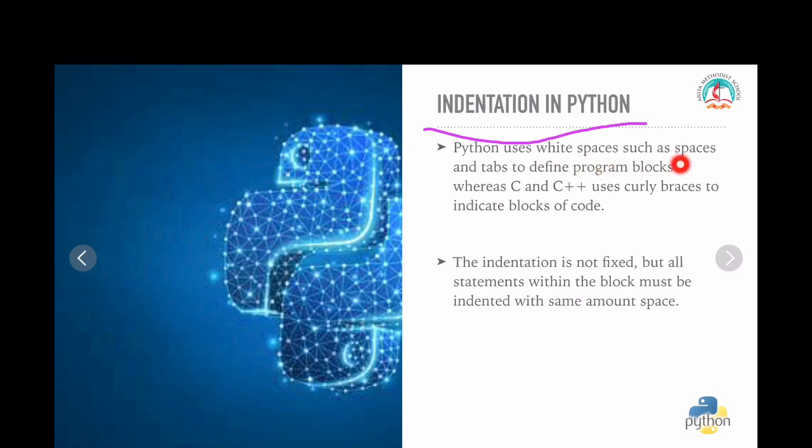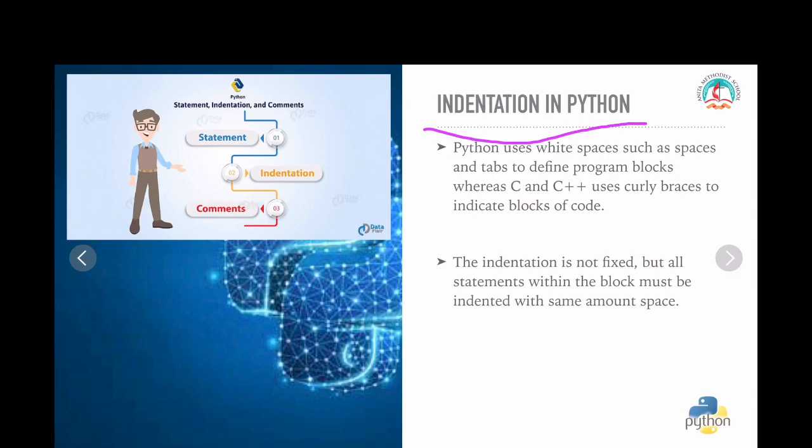Python uses white spaces such as spaces and tabs to define program blocks, whereas C and C++ use curly braces to indicate blocks of code. The indentation is not fixed, but all statements within the block must be indented with the same amount of space. We will see an example here. So this is statement, this is indentation and comment. Now for example, if you are going to write the coding for a for loop, all the statements of the for loop should come under the same line.